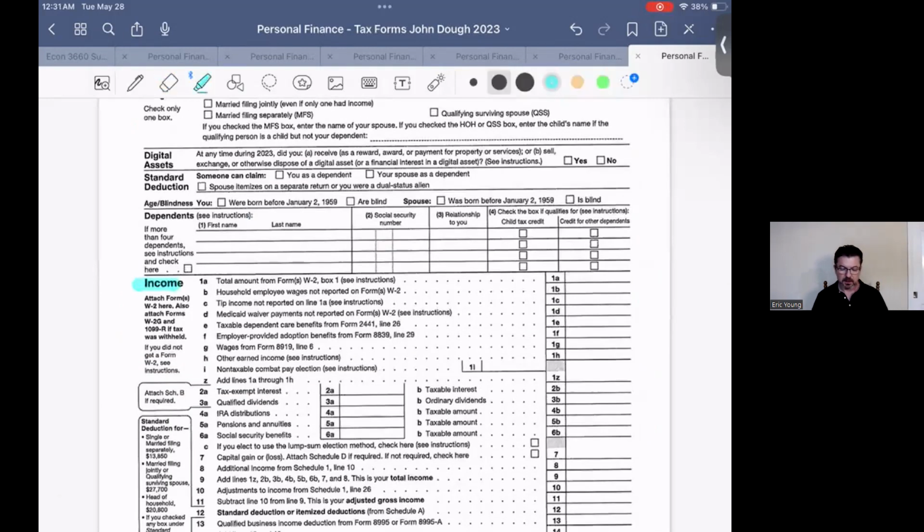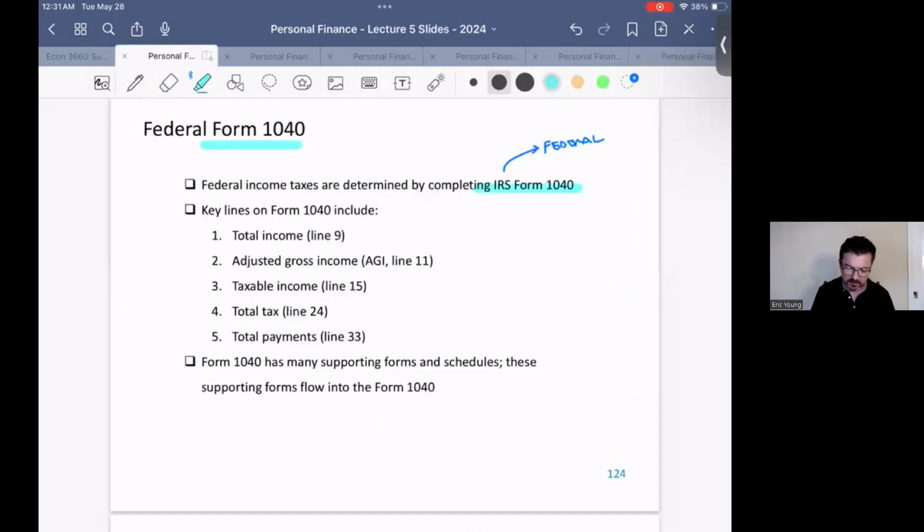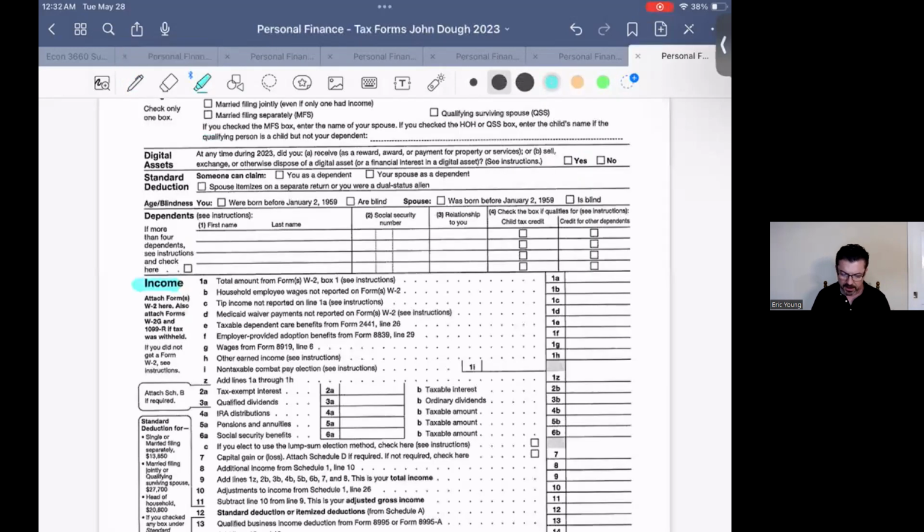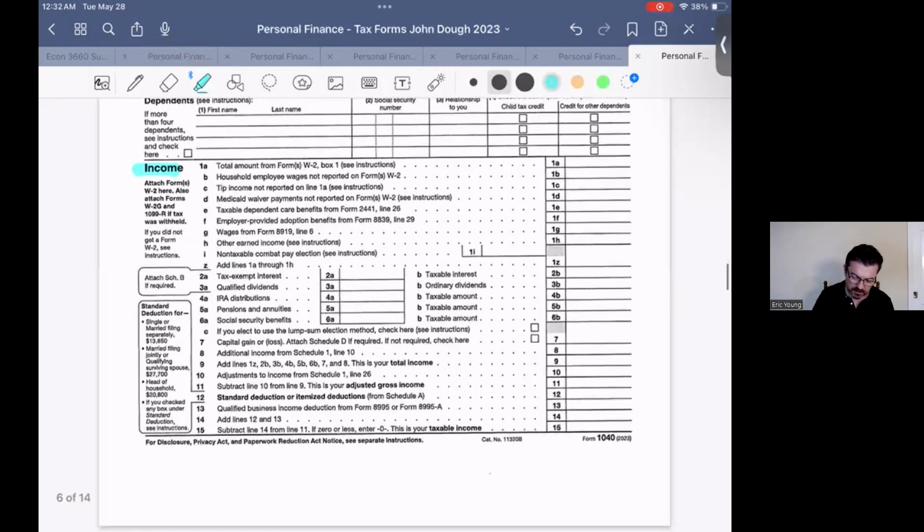right here. Okay, so let's go through this and let's try to make some sense of the different lines in a tax return. And I would offer to you that in a traditional tax return, while everything's important, there's 5 key lines that sort of dictate what's going on. The first one of those, total income on line 9. So that's right here. Total income on line 9.